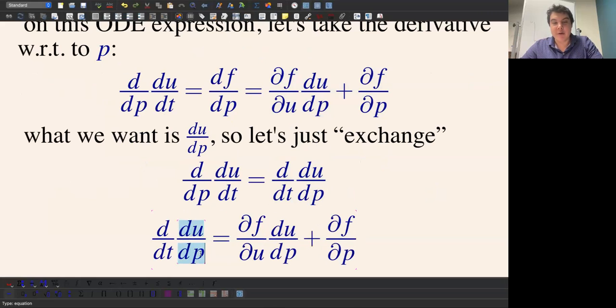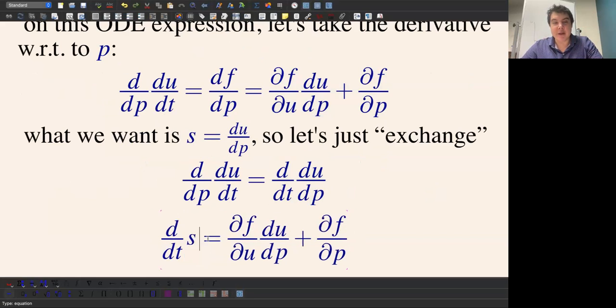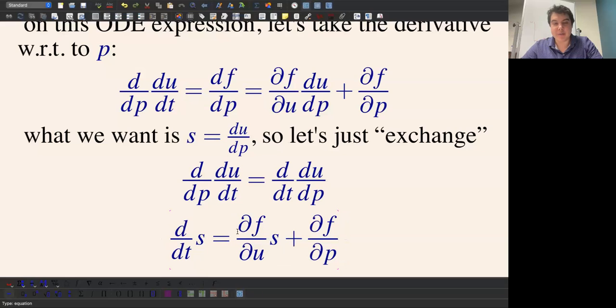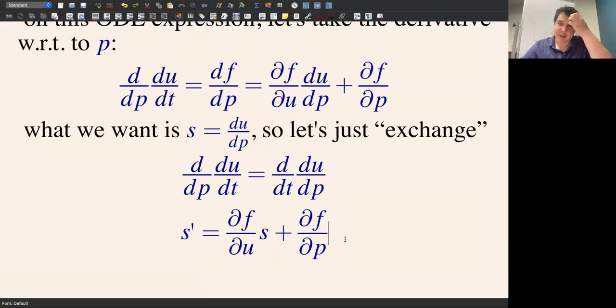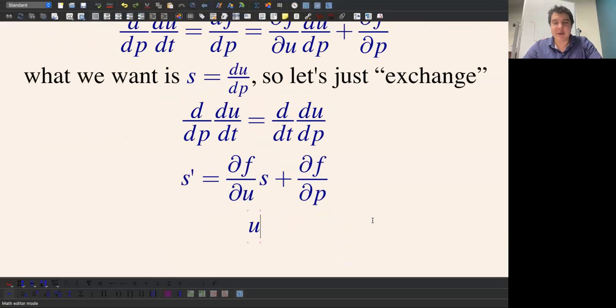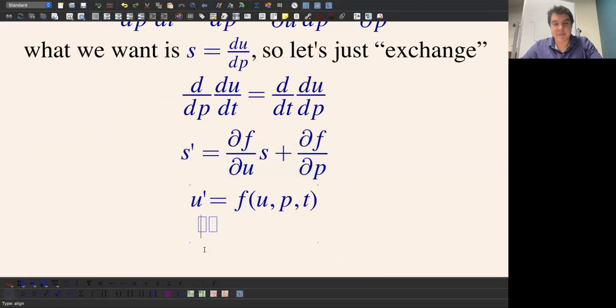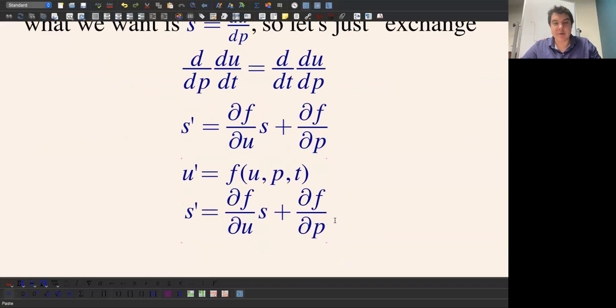Your real analysis course will go into that. But here, what we actually want to compute is this thing. If we call this S, a lot of people call it the sensitivity. I like writing it like this because then it becomes more clear. But then, this is d/dt of S, so this is S prime. And wait a second, this is an ODE. So let's write it down here. You have u prime equals f of u, p, t, and S prime equals this.